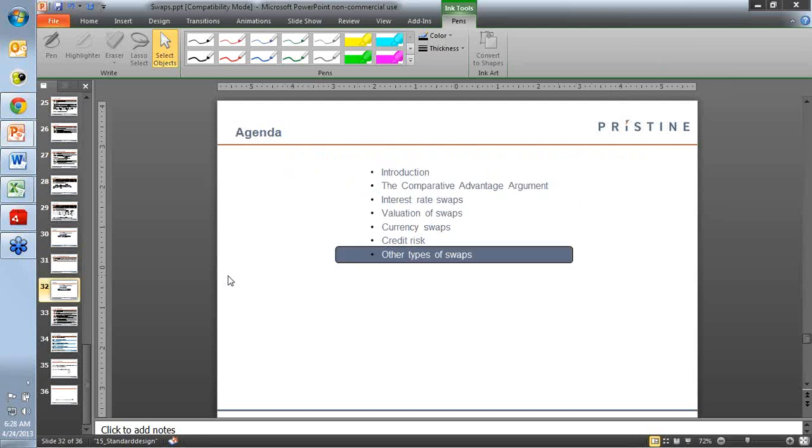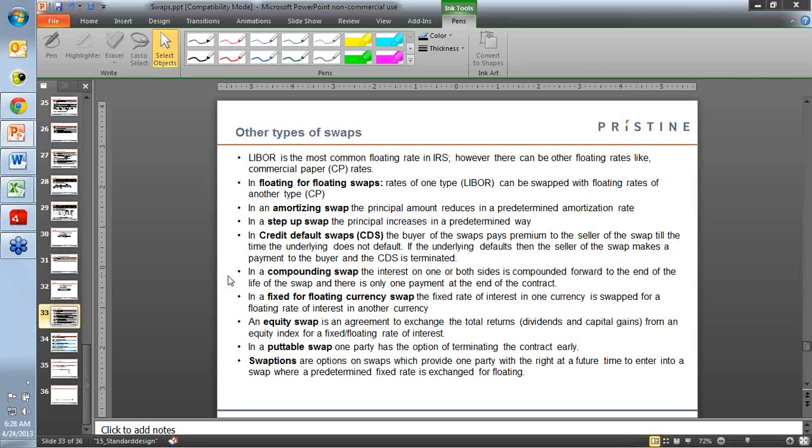Okay, then let's look at the other types of swaps. LIBOR is the most common floating rate in interest rate swaps. So let's look at floating-for-floating swaps. One type is based on LIBOR, where one rate of one type, that is LIBOR, can be swapped with floating rates of another type. So basically in this case, both the parties have a floating rate of interest, and they exchange the payments based on that. So there is no fixed rate of payment in this case.